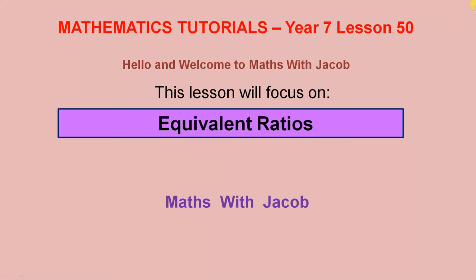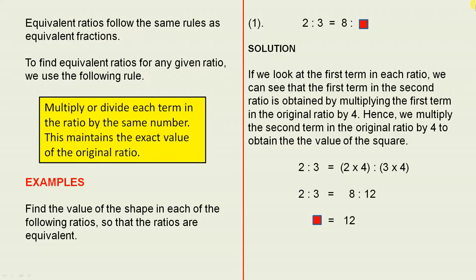This lesson will focus on equivalent ratios. Equivalent ratios follow the same rules as equivalent fractions. To find equivalent ratios for any given ratio, we use the following rule. Multiply or divide each term in the ratio by the same number. This maintains the exact value of the original ratio.